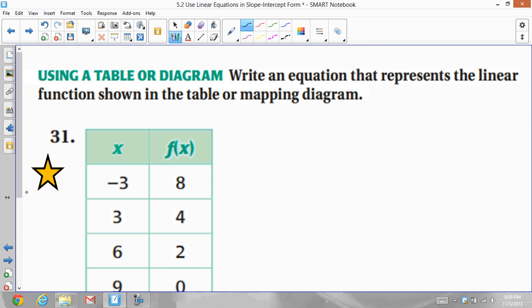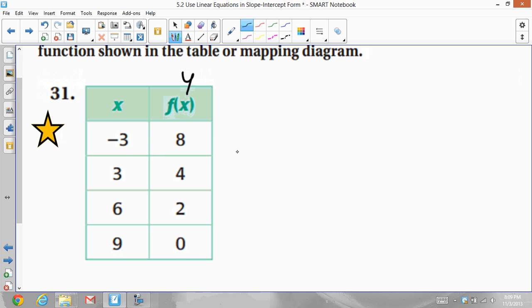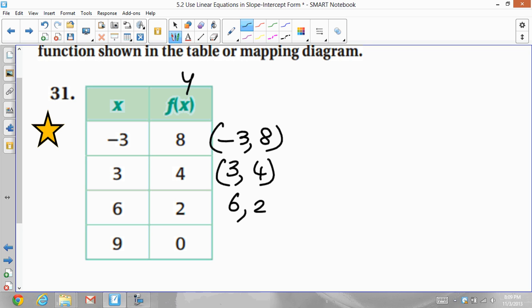Let's go to question number 31. Write an equation that represents a linear function shown in the table or mapping diagram. Remember, the first one is your x, the second one is your y. Also keep in mind, your f of x is the same thing as your y, nothing different. You can take any set of points. So the first points you're going to get are (-3, 8), (3, 4), (6, 2), (9, 0).